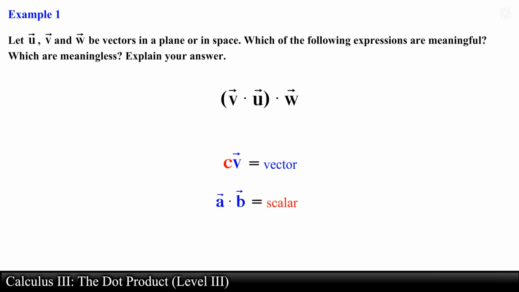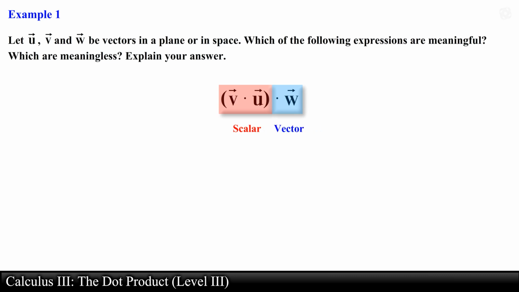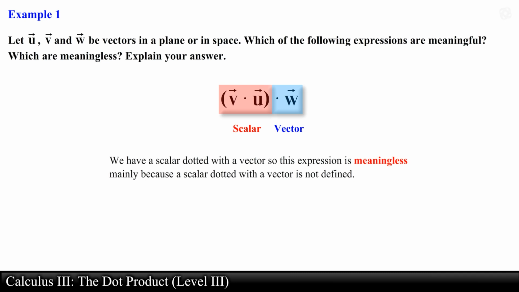Let's take a look at the first expression, the quantity v dot u dotted with w. Okay, let's break this expression into pieces and analyze each operation. v dot u is going to produce a scalar, which will then be dotted with vector w. Recall that the dot product is defined only for vectors. Here we have a scalar dotted with a vector. So this expression is meaningless, mainly because a scalar dotted with a vector is not defined.